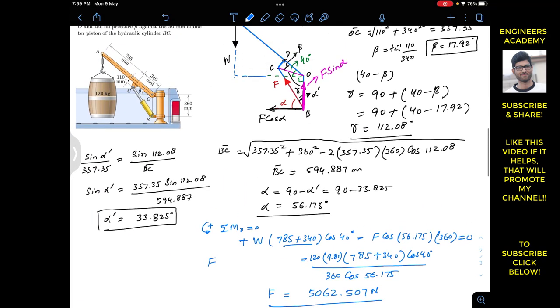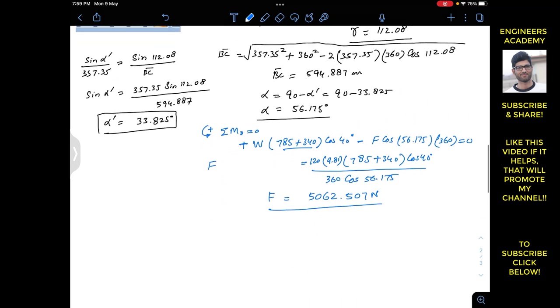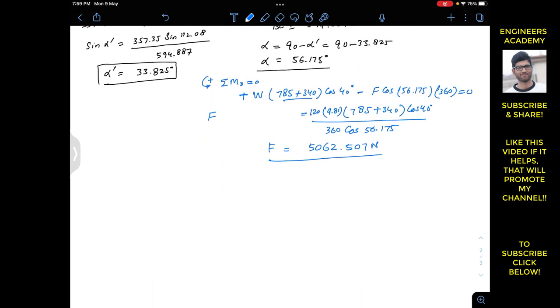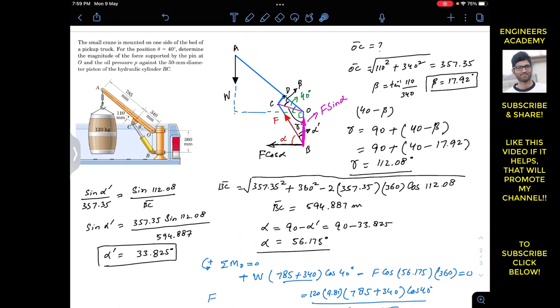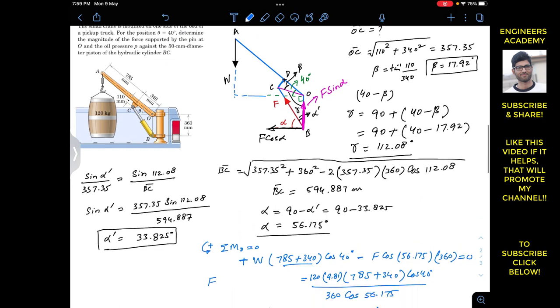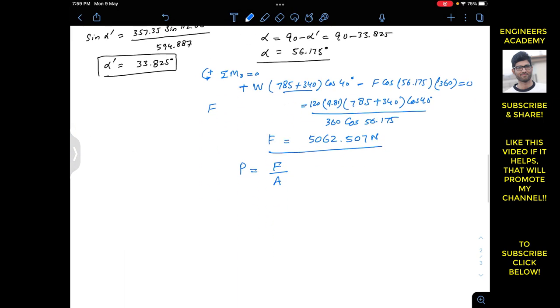So this is the force applied by the piston at BC. So now we were asked to find the pressure of this force F. So the pressure is equal to force per unit area. Now the area of that cylinder, the diameter of that cylinder is given. We can write that the area will be equal to pi r square, and if radius is d by 2, so this is pi d square divided by 4. Now this is pi, d is given, that is 50.